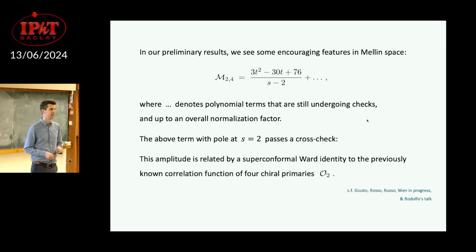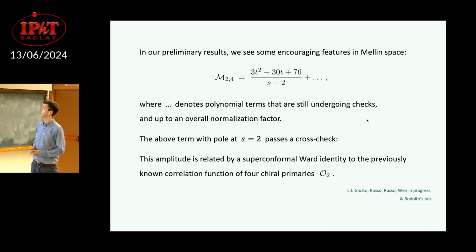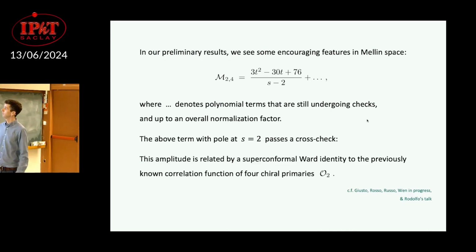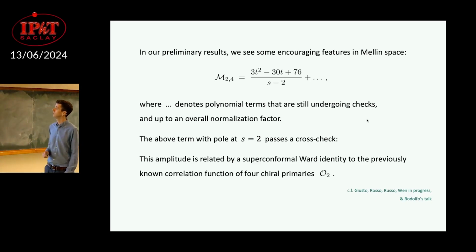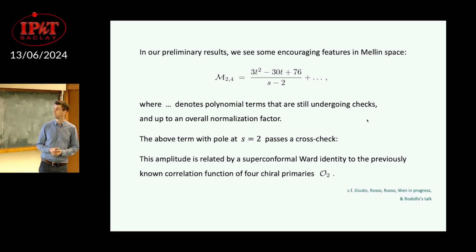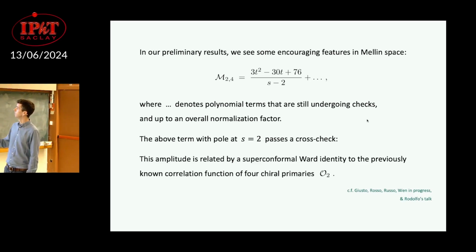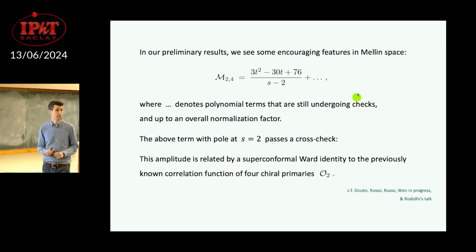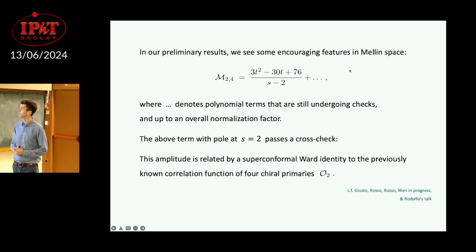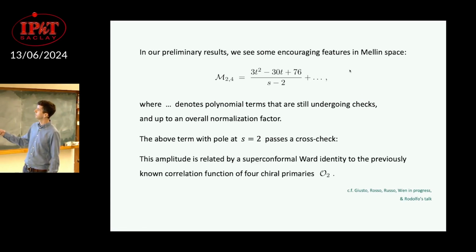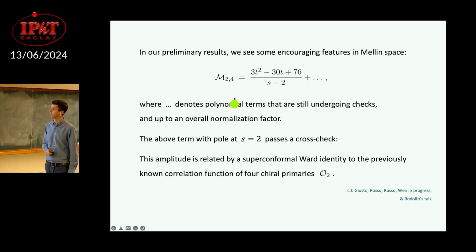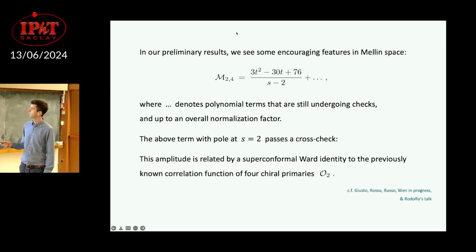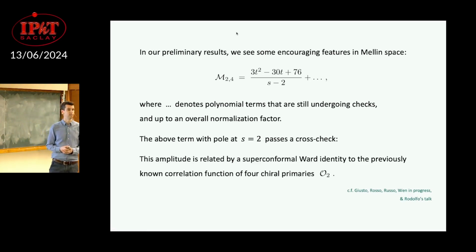We see some very encouraging preliminary results in what we get from gravity. That we have a particular pole at s equals 2 with some particular polynomial in T, plus some polynomial terms which are still undergoing checks. So not everything is completely as we would like at the moment, but this main physical part seems to be coming out very nicely. And this above pole, the term with the pole here passes a nice cross-check that the amplitude is related by a superconformal Ward identity to a previously known correlation function of 4 chiral primaries.